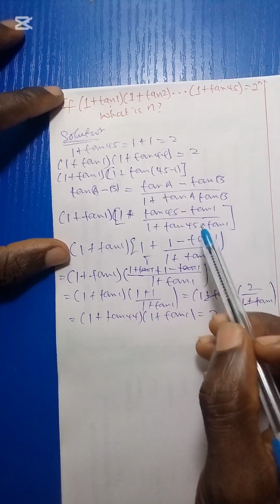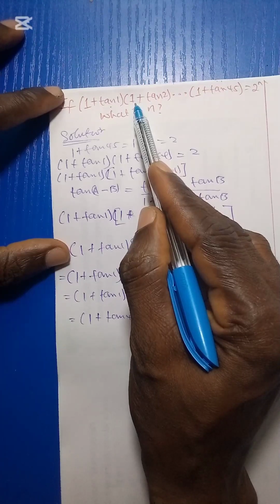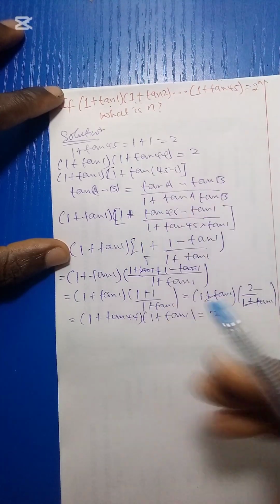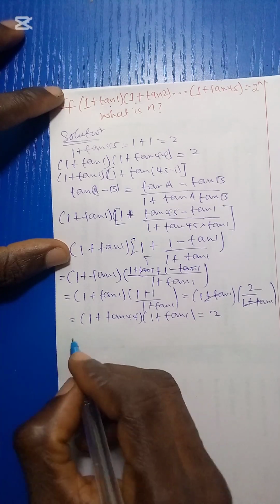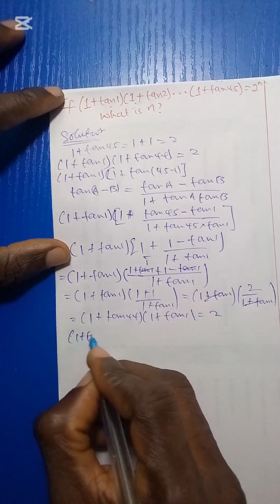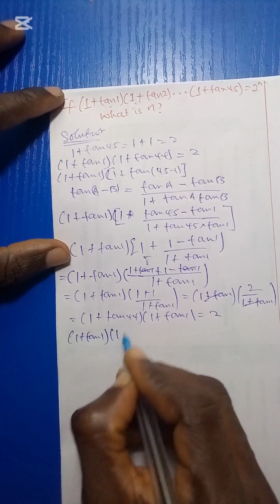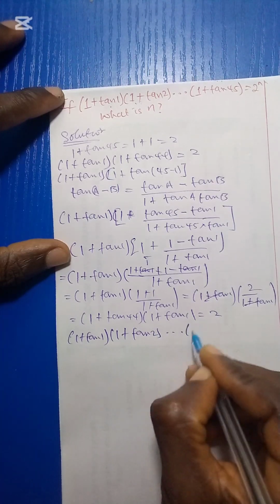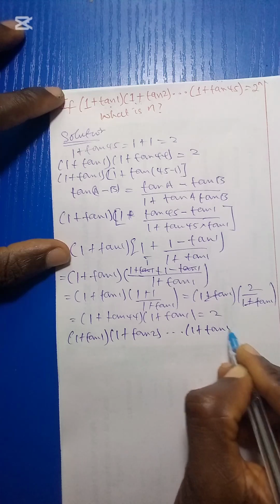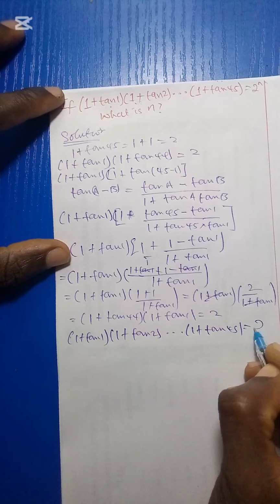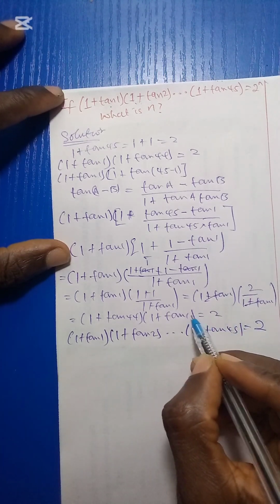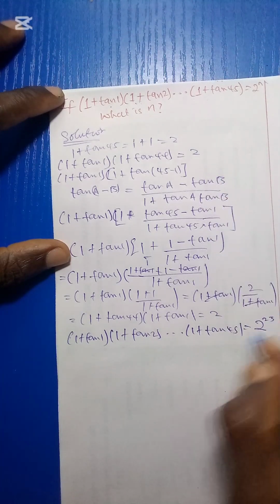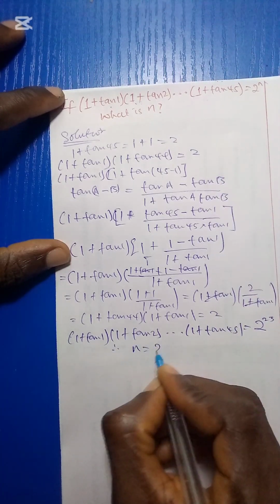If I do the same thing for these brackets and the one before 1 plus tan 1, which is 1 plus tan 43, I will also get 2. So in all, 1 plus tan 1, then 1 plus tan 2, up to 1 plus tan 45 will give us 2 raised to the power. Now 22 brackets, we'll put 22 here, plus this one gives us 23. Therefore, n is equal to 23.